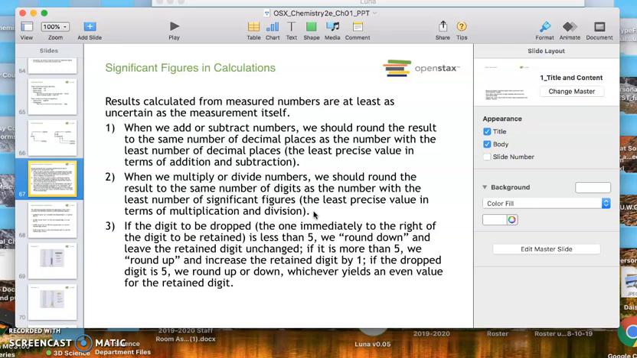So if I have one number that has 3 significant figures, and I have one number that has 5 significant figures, and I multiply them together, and I get 6 or 7 significant figures on my calculator, how many significant figures am I going to use? I'm going to use the number with the least number of significant figures. So I would use the 3, the answer with 3 significant figures.